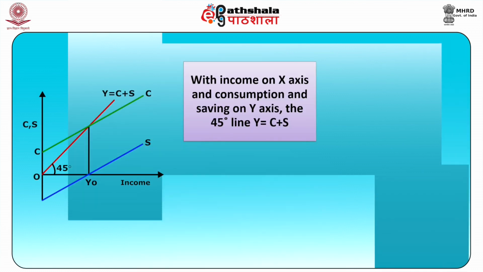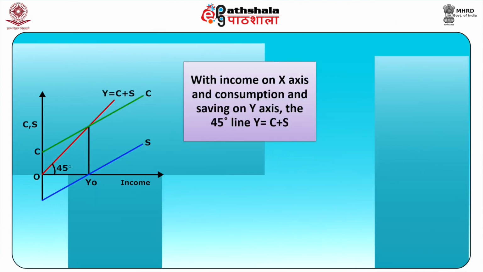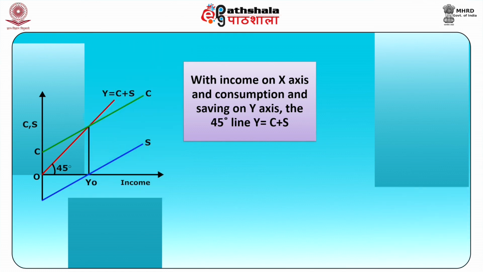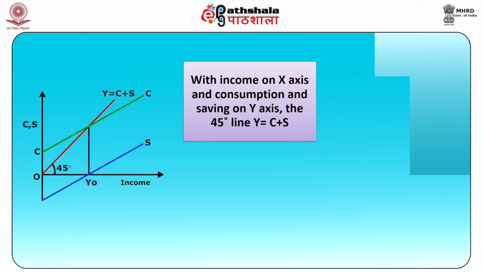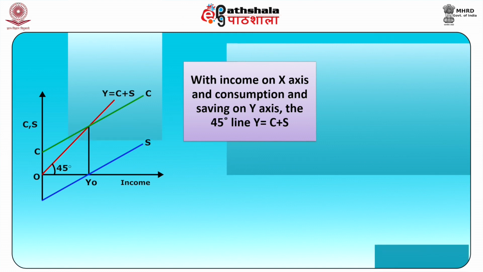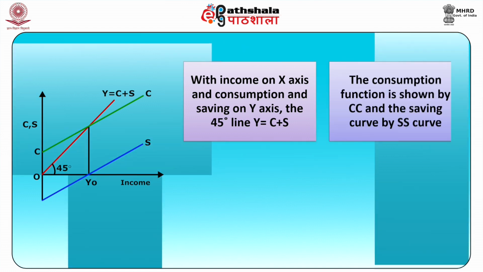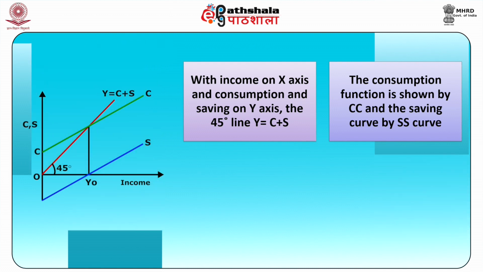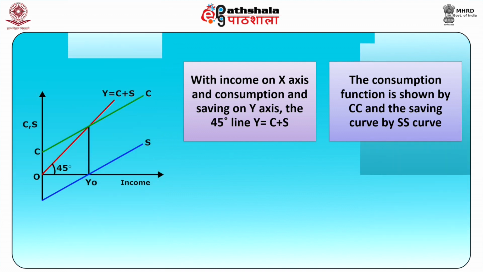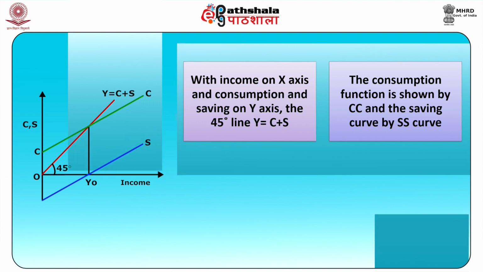The saving function can be derived graphically with the help of the income line and consumption function, with income on the x-axis and consumption and saving on the y-axis. The 45-degree line is an income line which gives us Y = C + S. The consumption function is shown by the CC curve and the saving function by the SS curve.